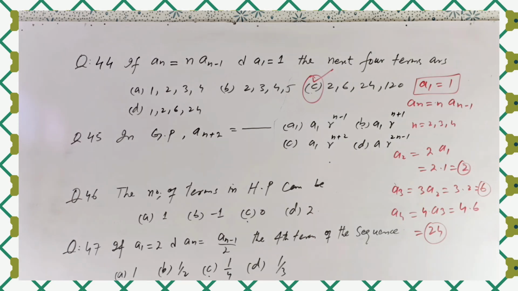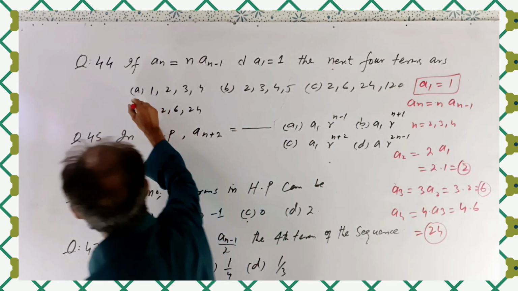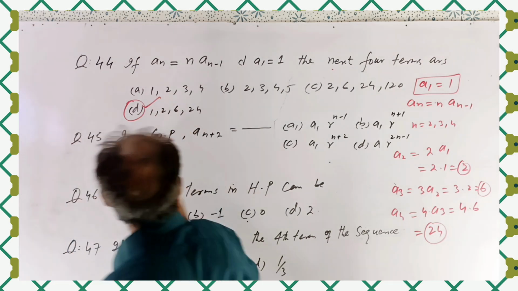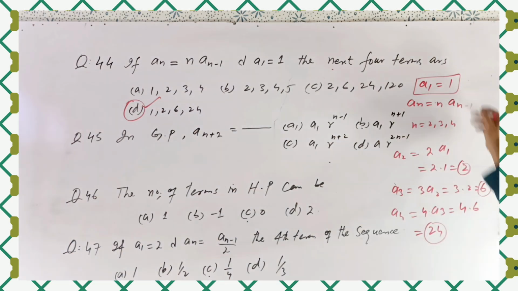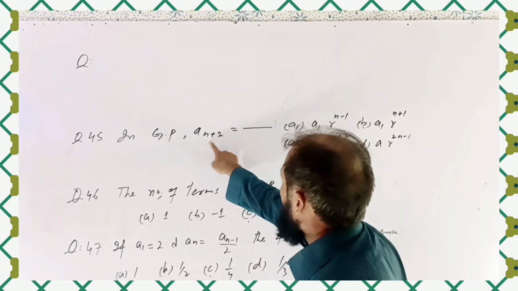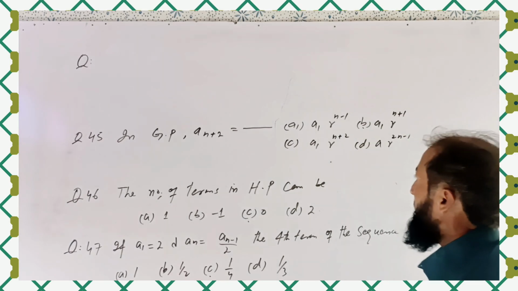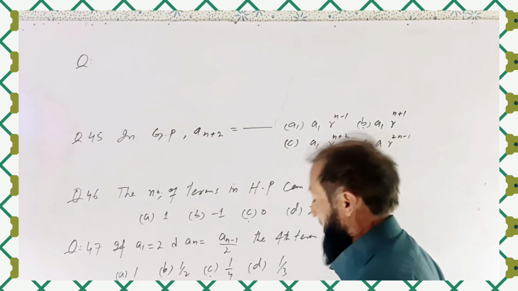And here 1, 2, 6 and 24. Sorry, D is the correct option. 1, 2, 6 and 24 is the correct answer. And for a geometric progression, if the general term is given, what are the results according to the geometric progression?